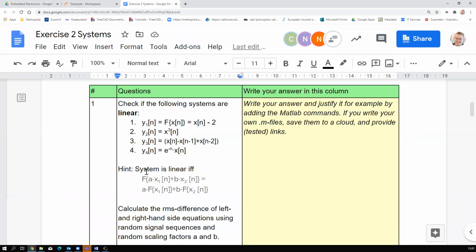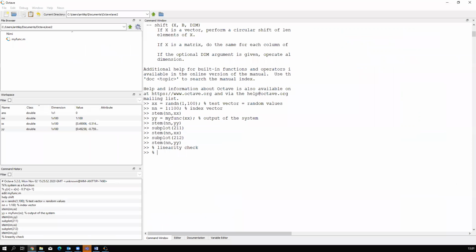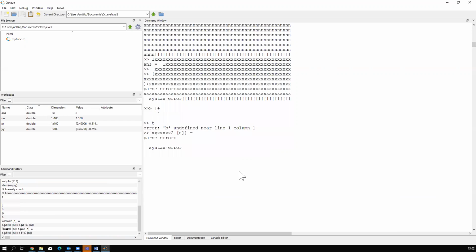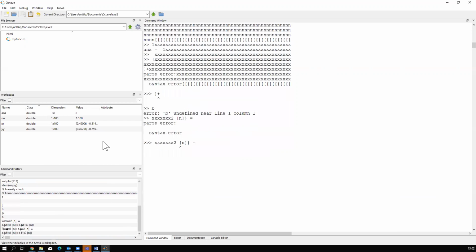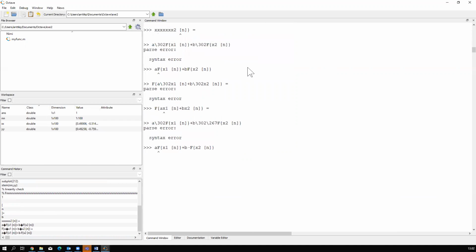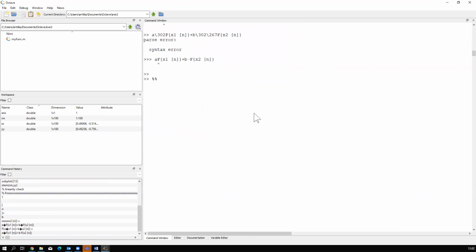When the system is linear, if and only if that one is true. So let's see what happens if I... no, it doesn't. What happened here? Syntax error. I copy pasted. Parse errors and such kind of things. That was fun. So, linearity check.